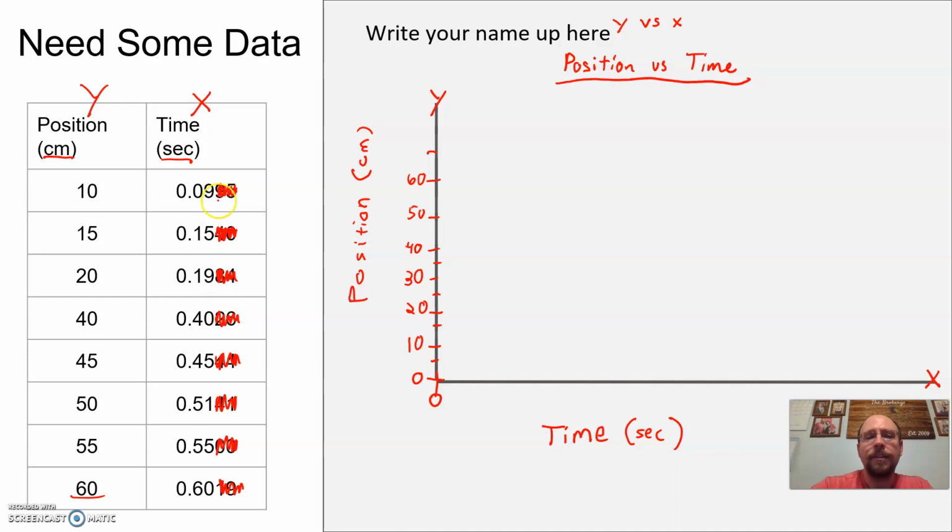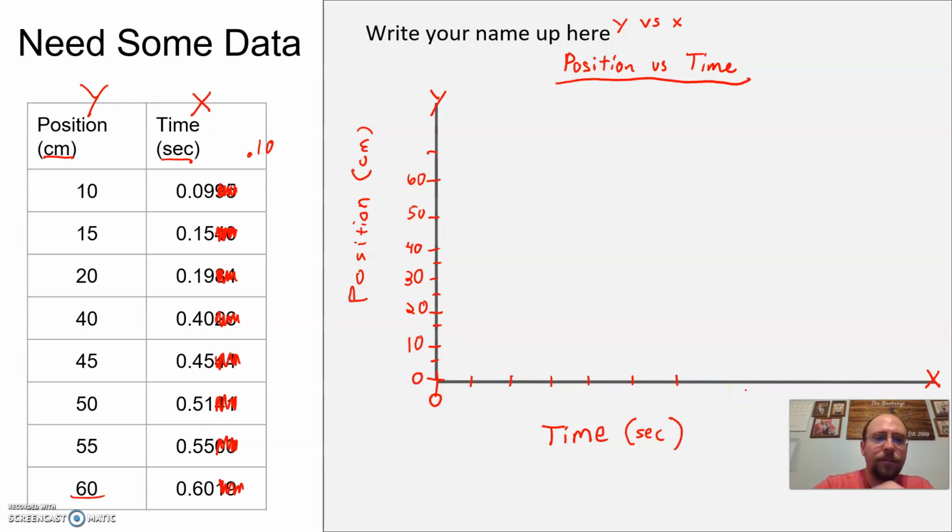Well, we can't go up by 0.09, 0.15, 0.19, we can't do that. We can go up by something maybe like 0.10, 0.20, and do it that way. We can actually get something that fits our data a little better.